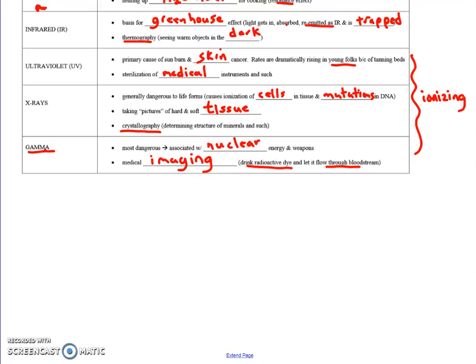So that's just a simple summary of the electromagnetic spectrum and how the different parts are applied here on Earth. I didn't talk about the astronomical stuff; we did that in class. Hopefully that gives you a pretty good idea.